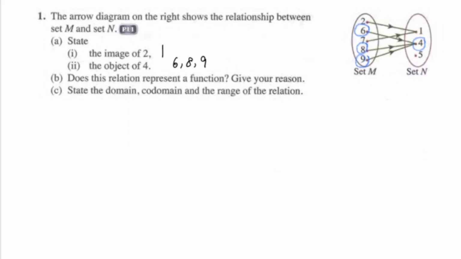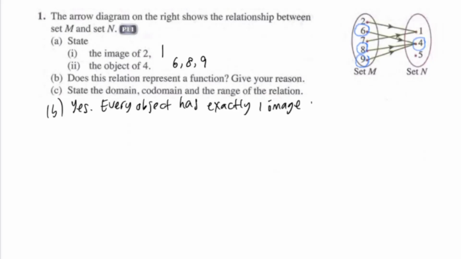Okay. Next, does this relation represent a function? Give a reason. Yes, it does represent a function. Why? Let me write here b. Because you can see every object has exactly one image. You can see 2 has one image, 6 has one image, 7 has one, 8 has one, 9 has one. If you have multiple images, then it is not a function.